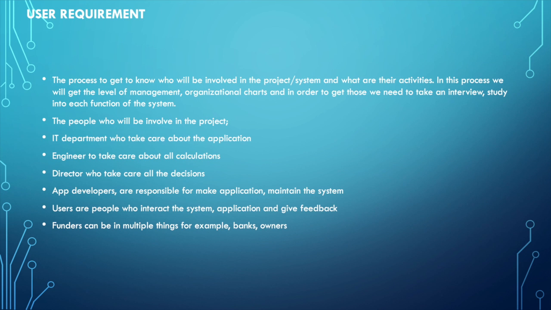And user requirements. It is the process to get to know who will be involved in the project and their activities. The people who will be in this project include IT people who will take care of this application, engineer to take care about all calculation, director to take care of the decision. App developers are responsible to make an application and maintain the system. Users are people who interact with the system or application and give feedback. The funders can be banks and owners.